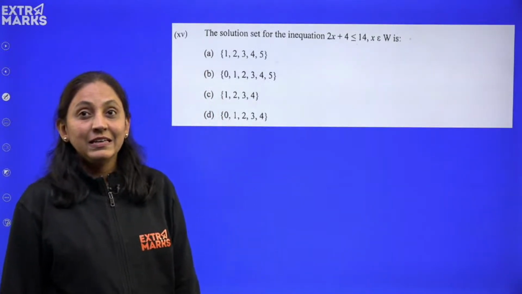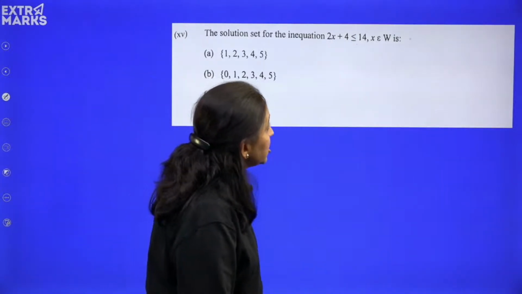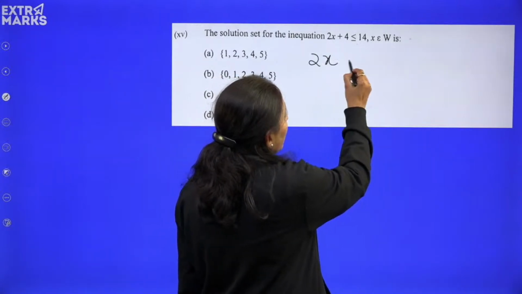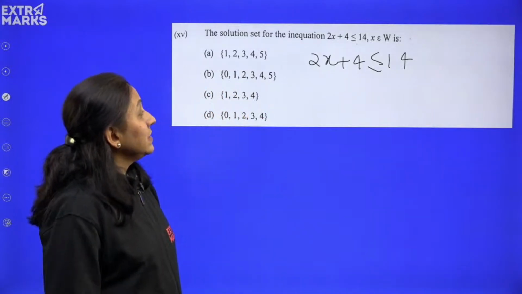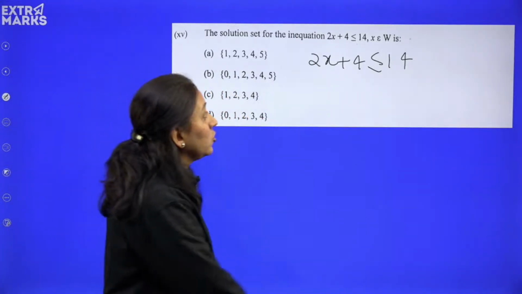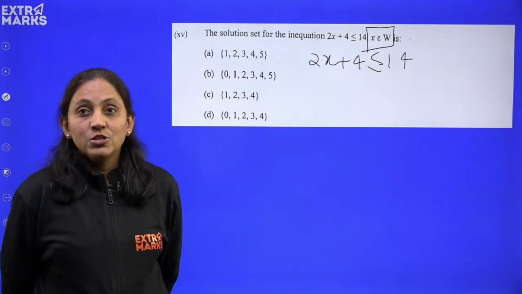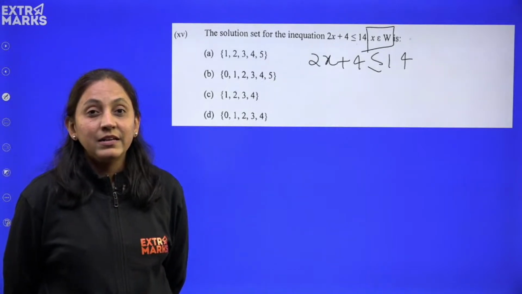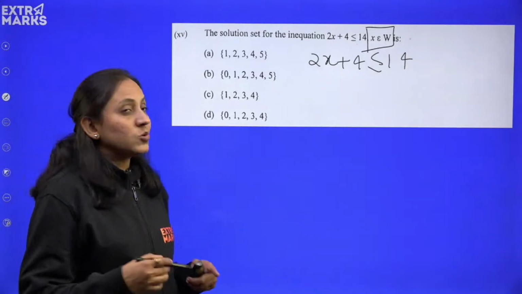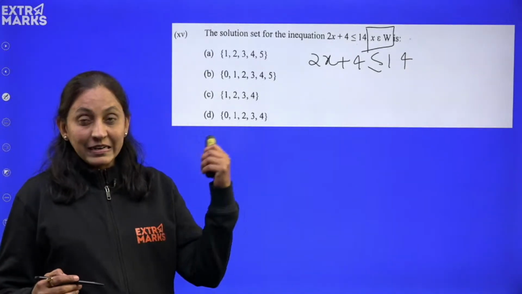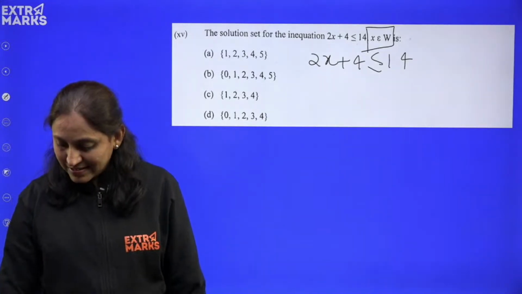The one with the chapter from inequalities. It says the solution set for the inequality 2x plus 4 less than or equal to 14. You have to find the solution set, and you have to note that x belongs to the set of whole numbers. This can be a little tricky, because when you solve, all the answers are very close to one another, so you should have been a little alert. I'm seeing that all of you have got the correct answer even here.